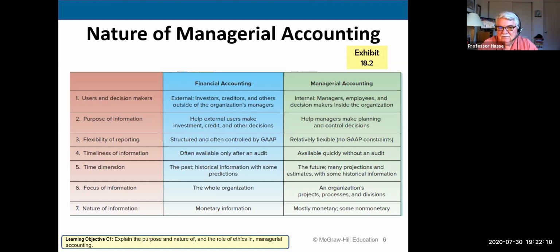So 3 bits of data that are very important in this definition. Number 2 in this chart, purpose of information. 5, time dimension. And 7, the nature of the information. I want you to be familiar with that. Okay.